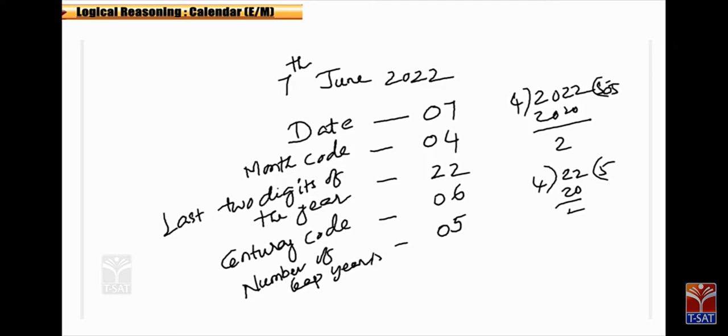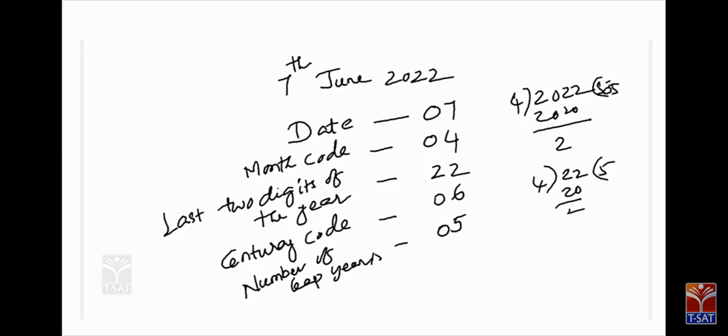Correct? We have to add all these things. Now we have just the first one. What is the first one here? 7. The first one is 7. Next one is 4. Next is 22. Correct? Next is 6. And the next one is 5.